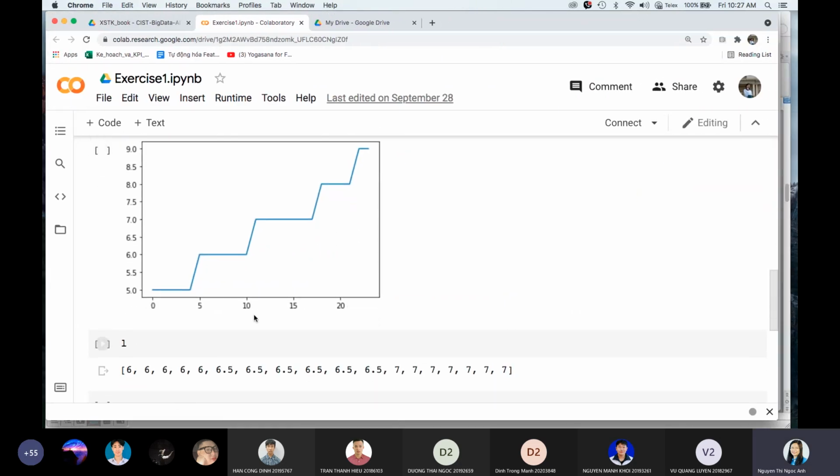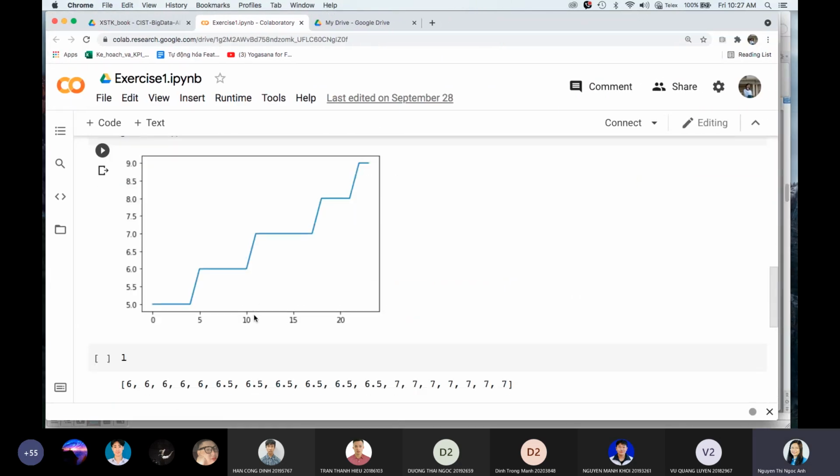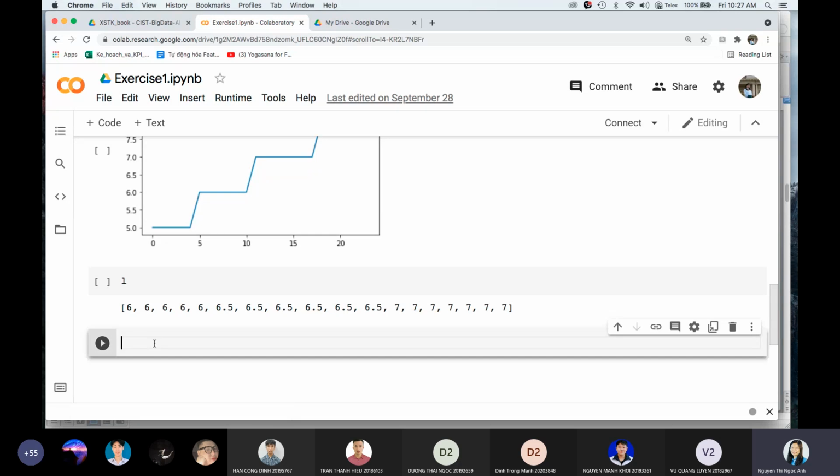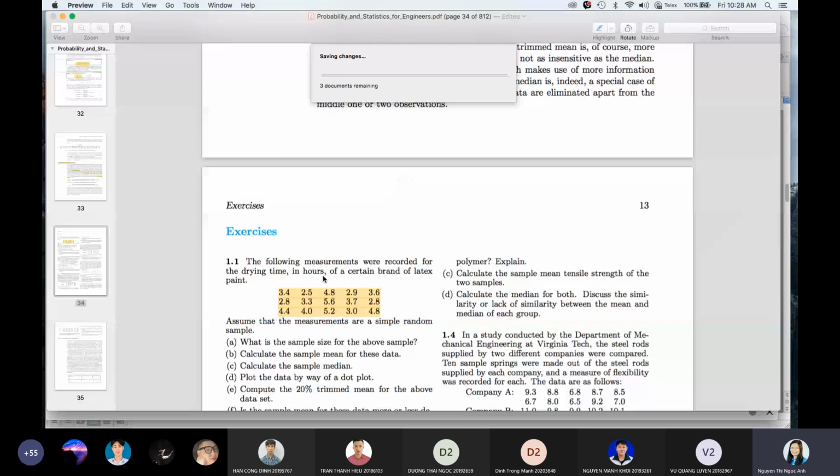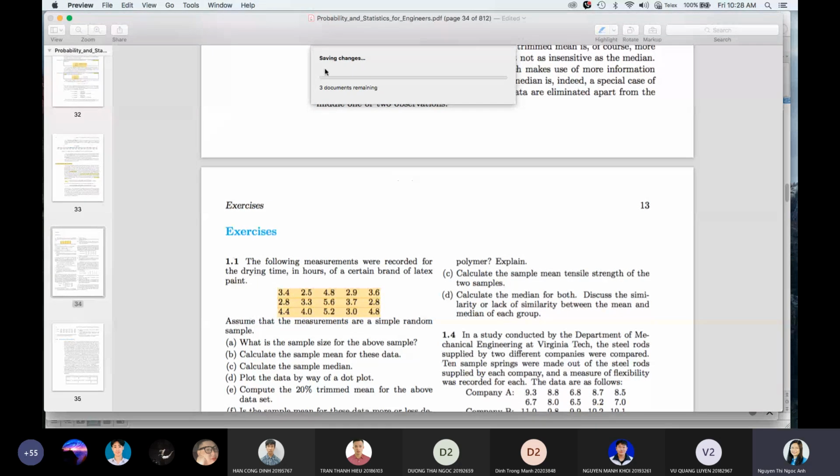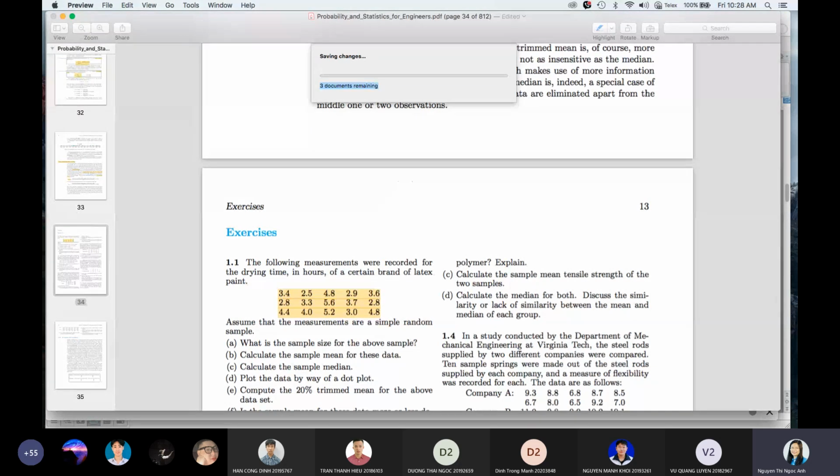here's our lesson. Exercise 1. Oh. Three point four. Okay. My computer had something wrong.